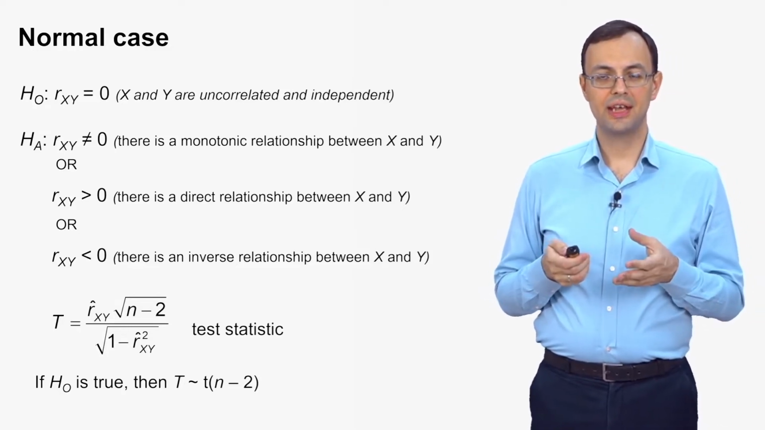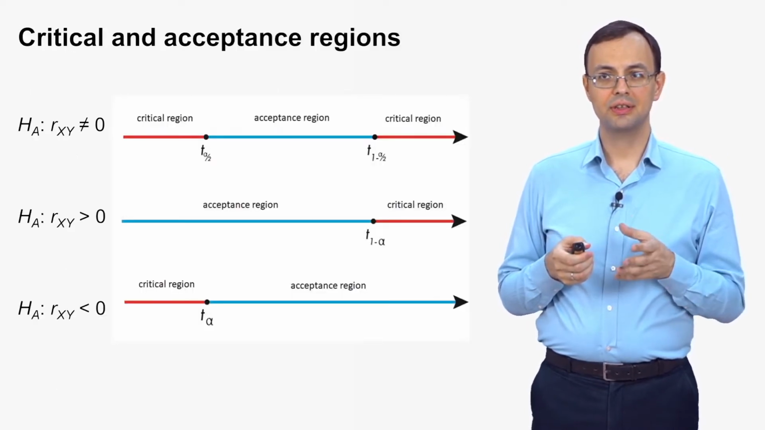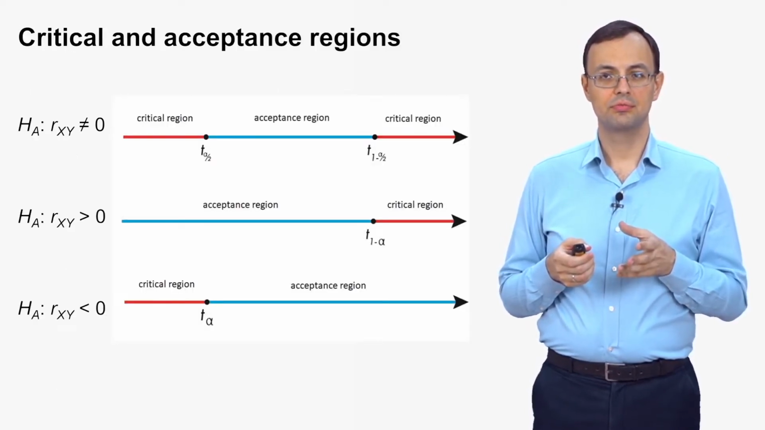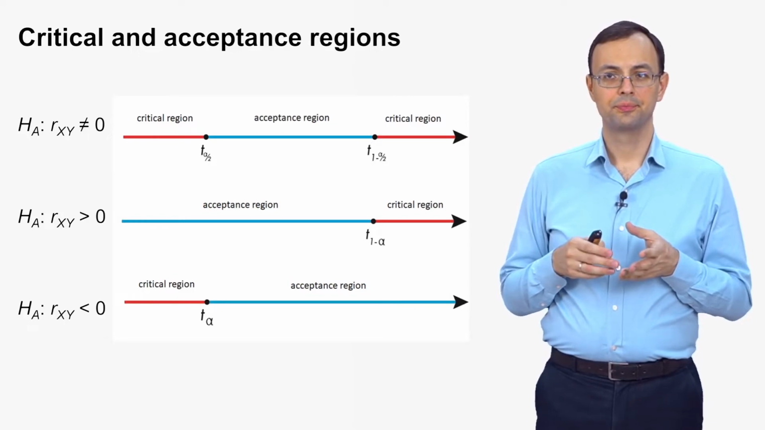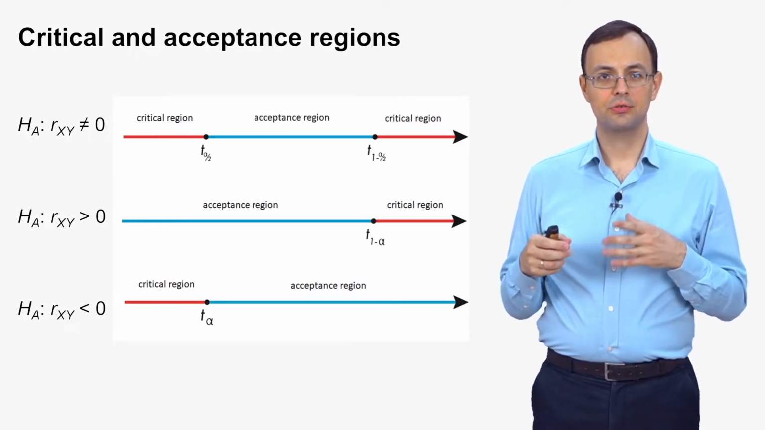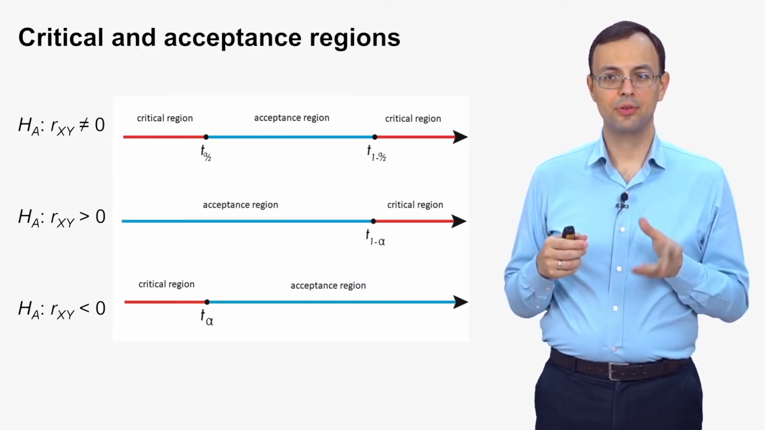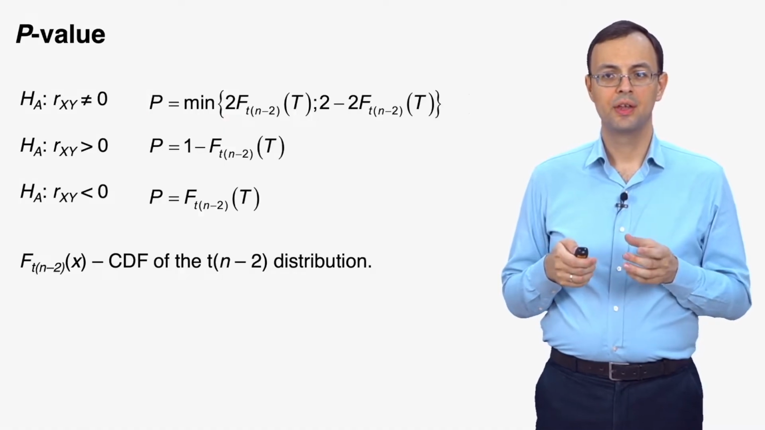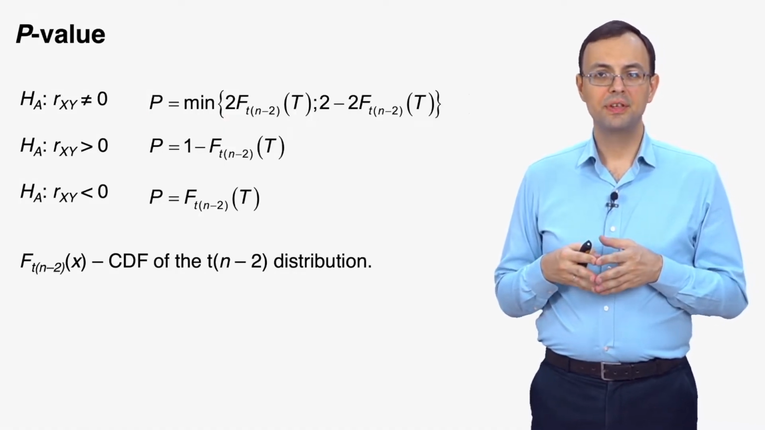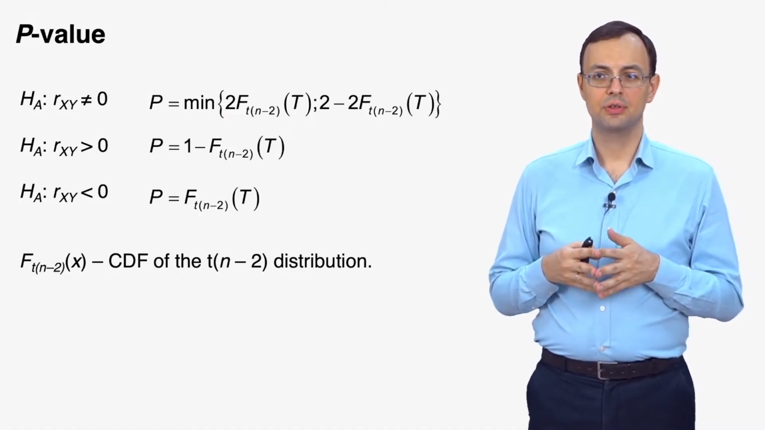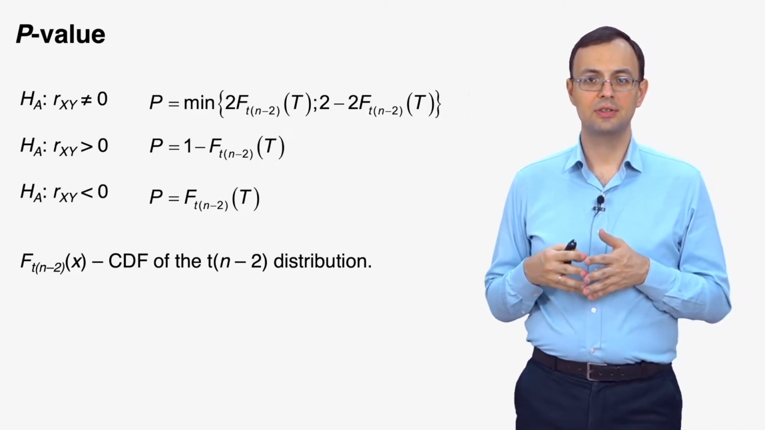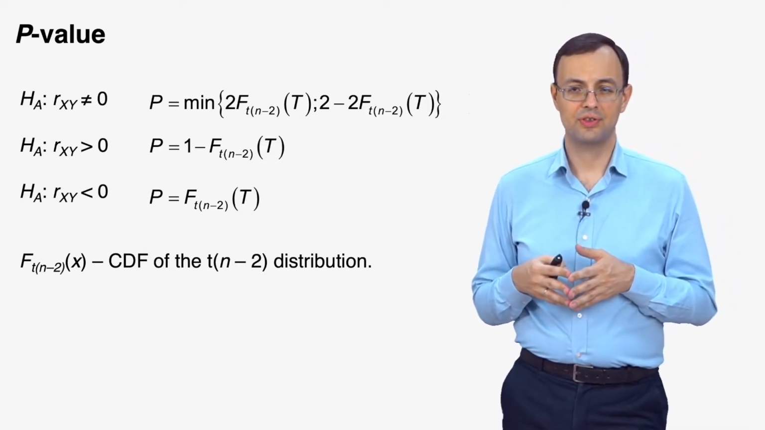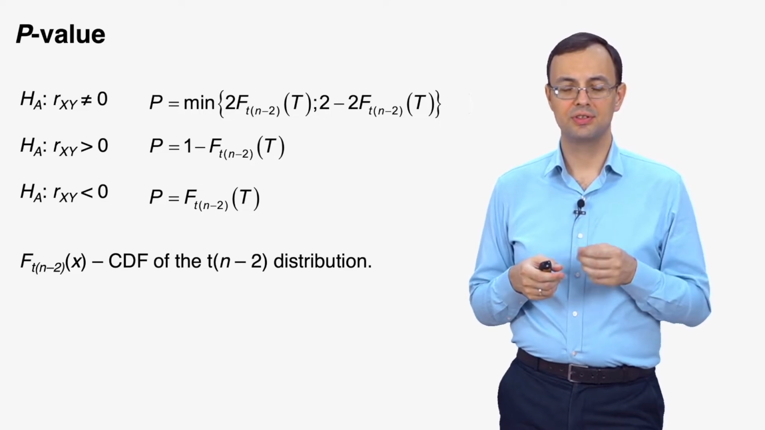This means that the critical and acceptance regions, their configuration, also depend on the alternative hypothesis in a standard way, and p-values can be found using the Student's distribution function, the CDF of the Student's distribution.